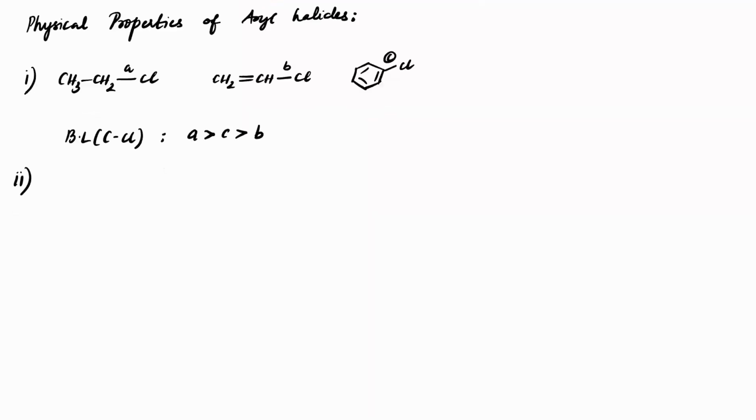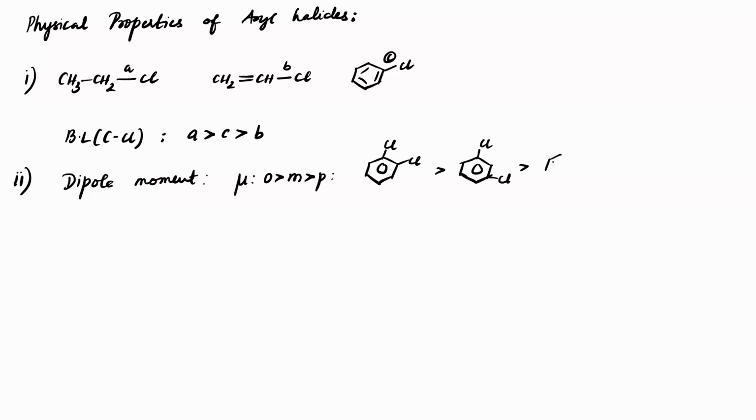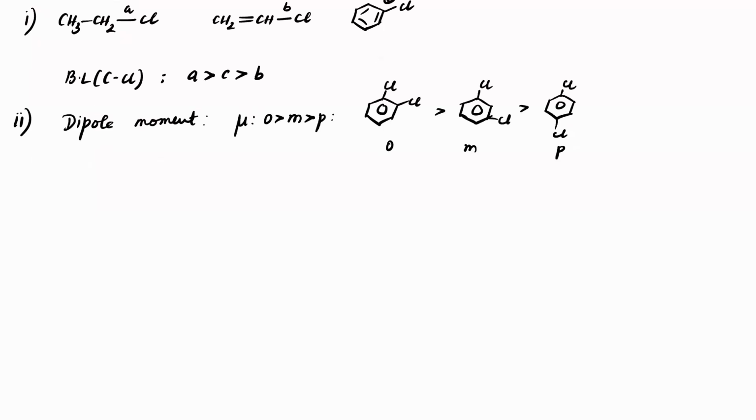Second thing, when it comes to dipole moment, you will see the mu values being ortho greater than meta greater than para wherever you have dihalides. That means with Cl and Cl, of course, the dipole angle will be 60 degrees for ortho, 120 degrees for meta, and at para it will be 180 degrees. This will be the dipole moment, right?